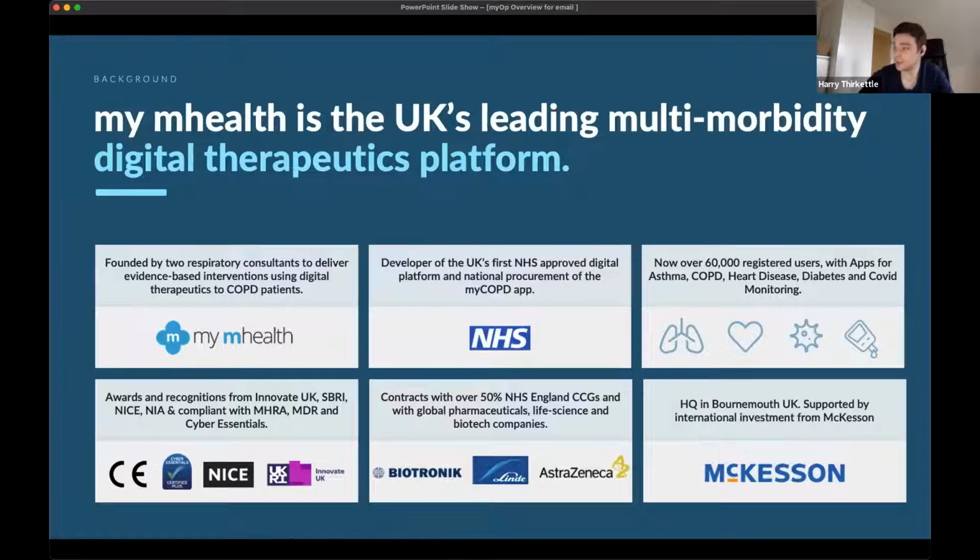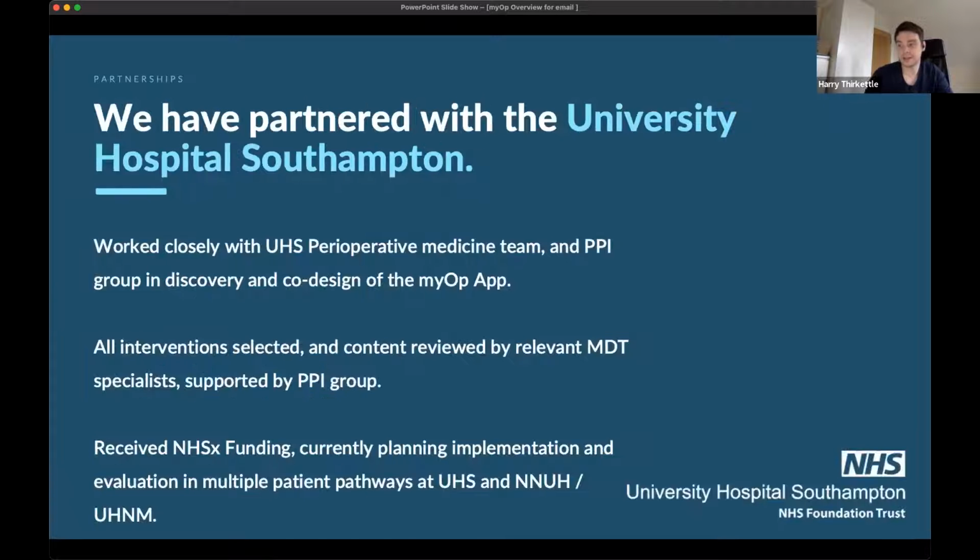Instead of trying to do this all myself, I joined this company, Mym Health, who's quite a well-established company based down in Bournemouth, and founded by two doctors who were working at Southampton at the time. And we have had this partnership, which has been amazing, with the Southampton team. So we've been working together since 2019, primarily with the perioperative medicine team, but we've had some really great involvement from members of this group as well.